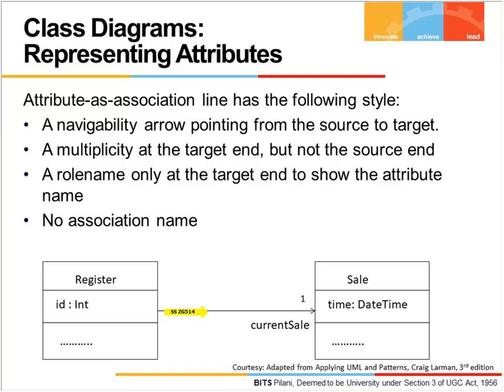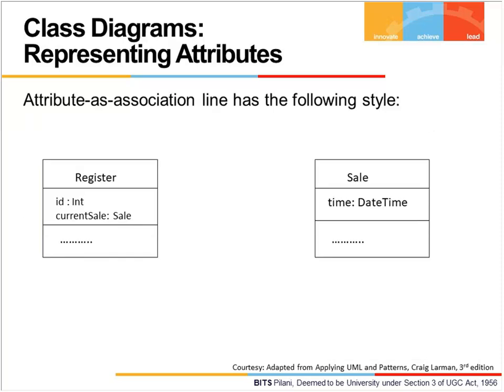There is no name that I give to this association line. It is only that you write the attribute name here and the multiplicity here, and there is an arrow which is used to depict this attribute association. Okay? Either you represent the relationship between register and sale, which is an attribute as an association line, using this method, or you represent it like this, which tells you that there is an object of sale class in my register class which is named as current sale.